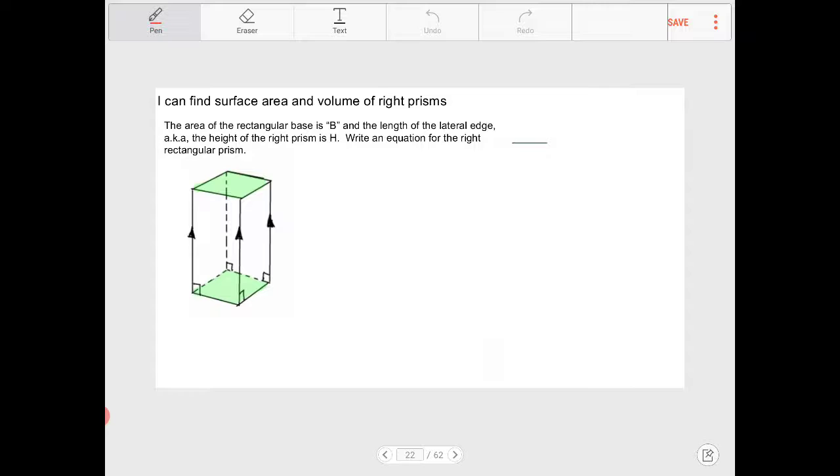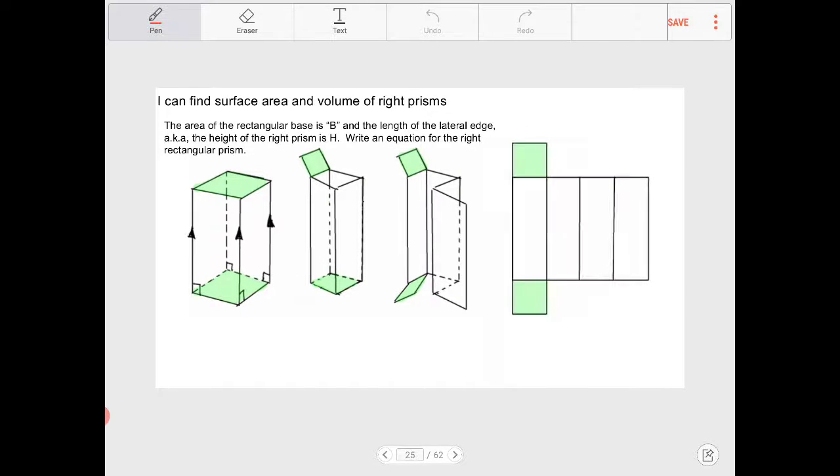Let's try this one more time. I take this rectangular prism, and I do the same thing, right? I open up the box and iron it out. What I have now is, again, a net drawing with the top and bottom. And again, I'm calling the area of that green top B. The height of this, I'm still calling H, right?